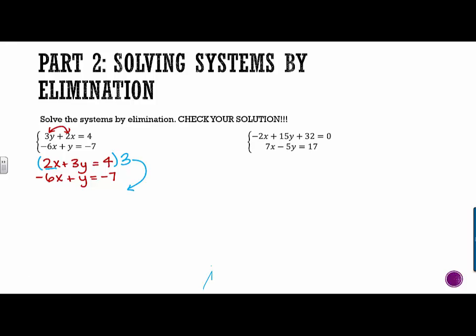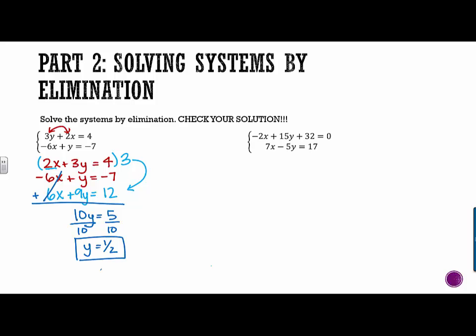So then you distribute. 3 times 2x is 6x. 3 times 3y is 9y. And 4 times 3 is 12. Now I made this equation exactly the same. I just made it 3 times bigger. So now when I add the red equation and this light blue equation up, my x's go away. I get 10y and it equals 5. Now this is easy to solve.